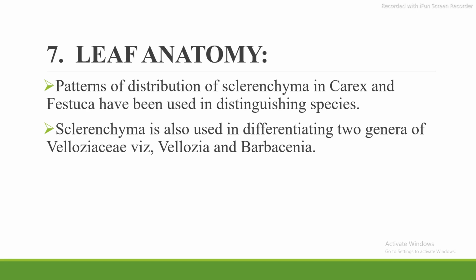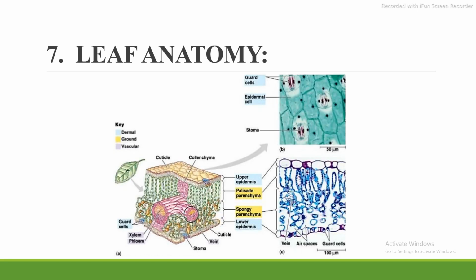Sclerenchyma is also used in differentiating two genera of the Velloziaceae, Vellozia and Barbacenia. Leaf anatomy, as shown in the figure, includes cuticle, collenchyma cells, guard cells, xylem and phloem, stoma, vein.